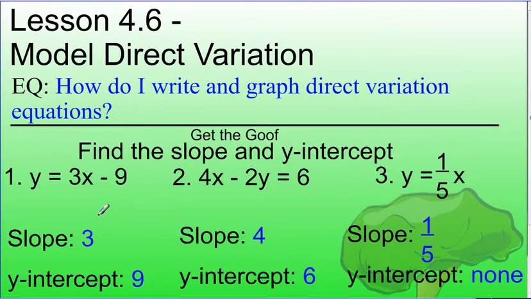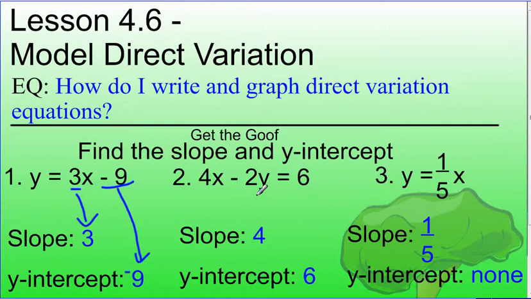Number one. Well, this is written in slope-intercept form. Y equals slope x plus that. So that is the slope. That's almost the y-intercept. The problem is this should be a negative 9. Then it would be the y-intercept.